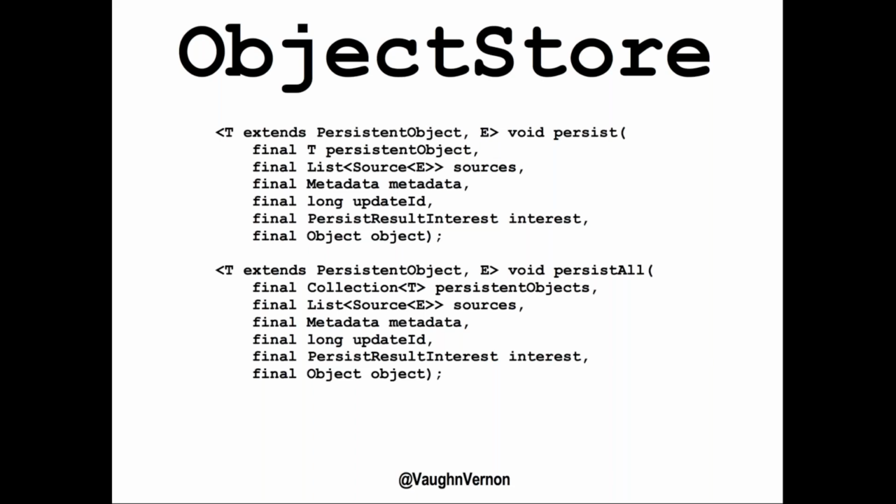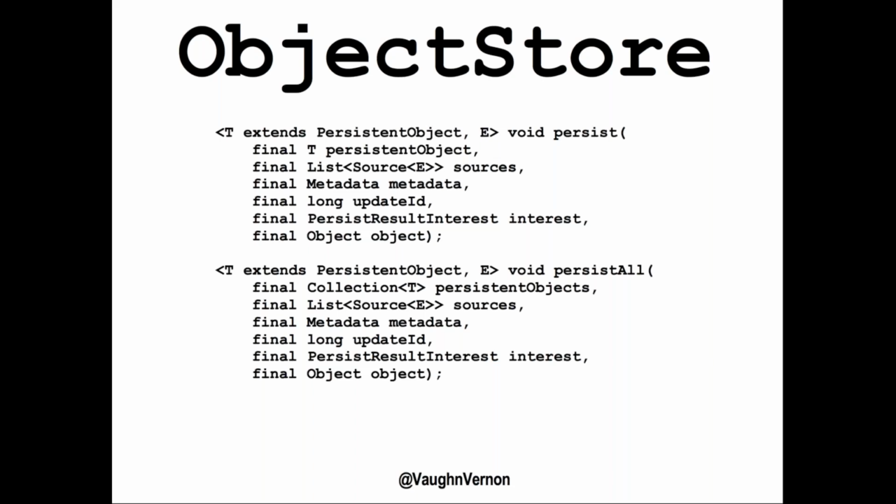And then the object that is the final parameter there is an object that will be passed back. If that object is provided, it will be passed back with the interest, and therefore you can have basically some correlation to the persist that you've just requested through a message.